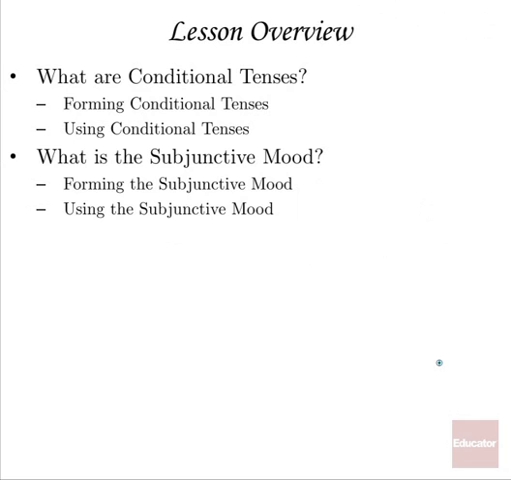All right, we're going to cover two major categories in this lesson. We're going to talk about conditional tenses, how to form them and how to use them. And then we're going to talk about the subjunctive mood, which is one of the trickiest areas in English grammar. And we're going to talk about how to form that and how to use that.